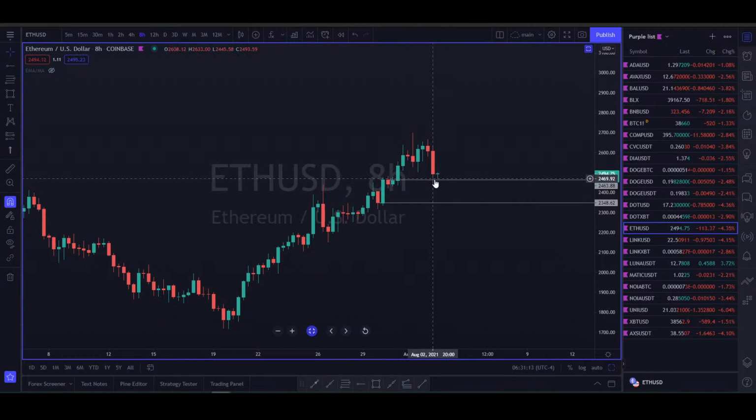So wait for this to hold and show you that it is support. And if it does, then you can look for bullish entries, right? Just wait.